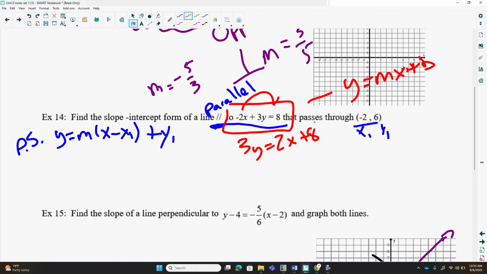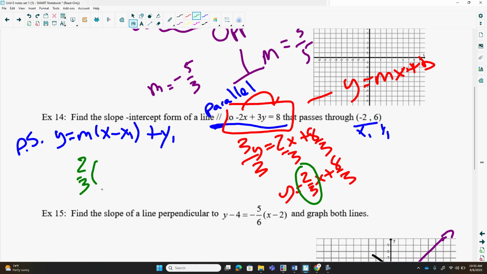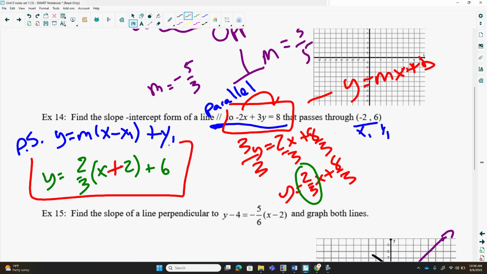Then what? Would you have to multiply by the negative? No. You do not have to change the sign to do this. You can divide by 3 on each of those. So y would equal 2/3 x plus 8/3. Now you know that the slope is 2/3. So you would put 2/3 right here. All right. And then I'm going to get x minus x1, which is minus 2 plus 6. So that ends up being a plus sign right here. And that is your point slope form.